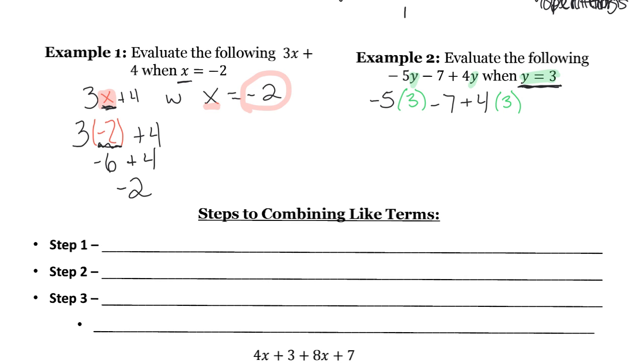Okay, so the first thing I did was plug in 3 anywhere I saw y, and then I'm just going to simplify what this says. Okay, so now I have -15 minus 7 plus 12. And I know that this is a -22 plus 12, which is a -10.